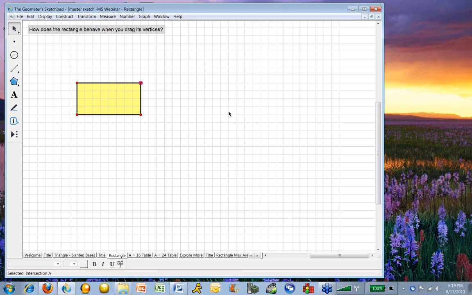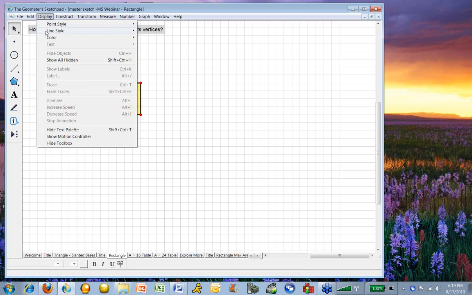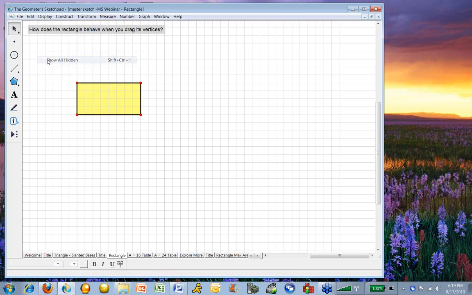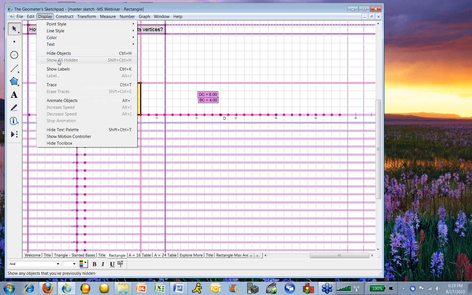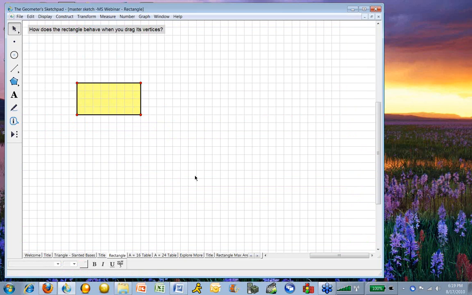Therefore, the things I want the students to discover about a rectangle are going to happen because they're working with rectangles. These pre-made sketches, you can figure out how to make them by going up to Display and doing Show All Hidden, but it's kind of scary when you do that. So just so you know, someone else did this. Just work with it, and as you get more involved in Sketchpad, you can figure out what they're doing by analyzing the sketches and the hidden parts. But we're just going to work with the sketch right now and let it help us and our students.